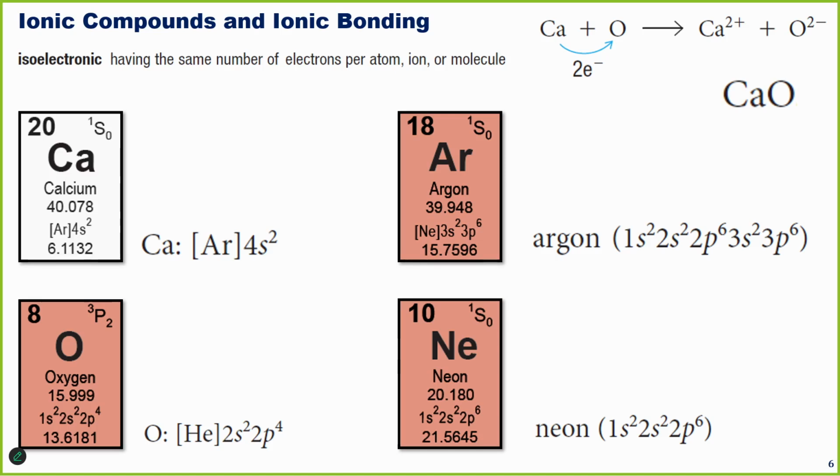To predict the formula of the ionic compound, remember that chemical compounds are always electrically neutral, right? So the number of positive charges balances the number of negative charges. In this case, both the calcium ions and the oxygen ions have equal but opposite charges. Therefore, the formula unit for calcium oxide is CaO.